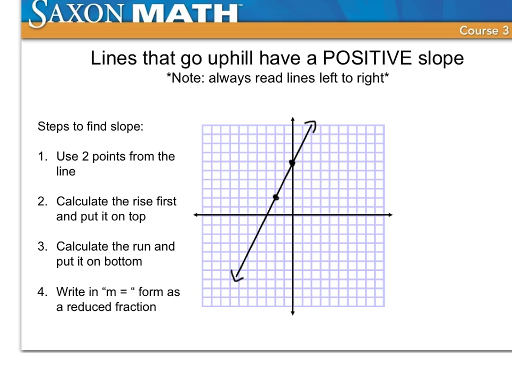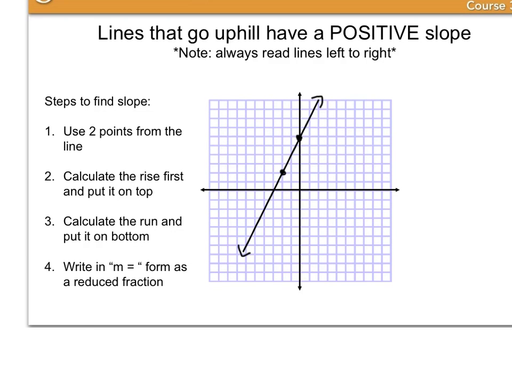Okay, so your steps are to use the 2 points they give you from the line. So the very first thing I'm going to do is to write down my m equals rise over run. Okay, step 2 says to calculate the rise first and put it on top. So my rise is again from the point on the left to the point on the right. So I had to think about to get from here to here, do I go uphill or downhill? Well, I'm going to go up 1, 2, 3, 4. So that's a positive 4. Because again, when we go up, that's a positive number. So my rise is 4.